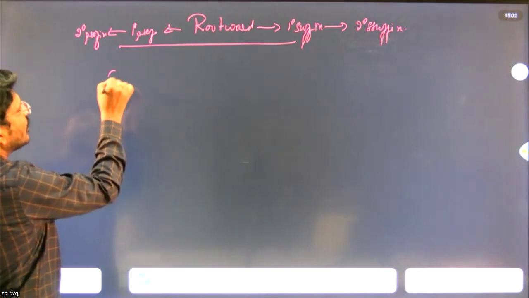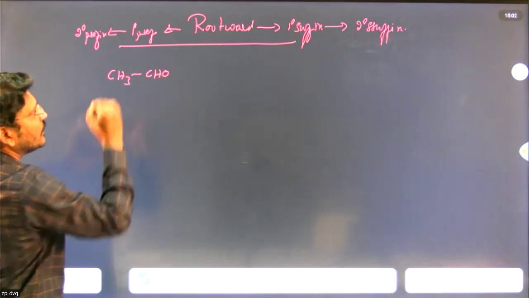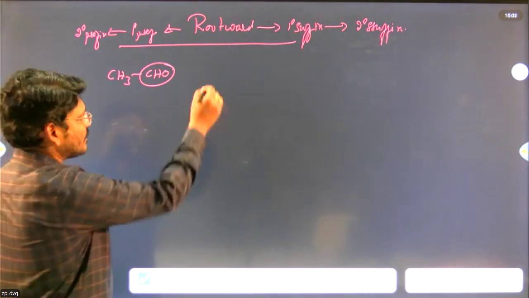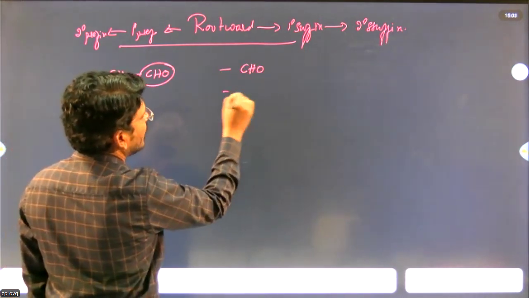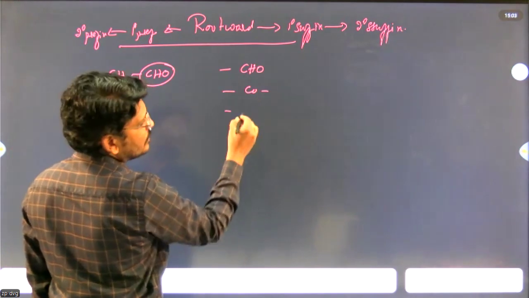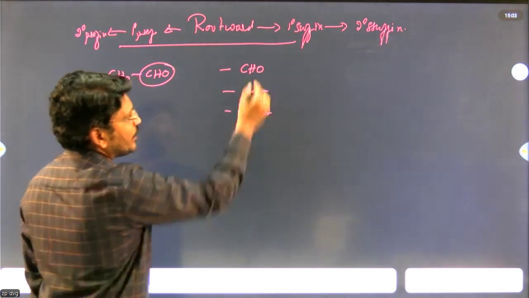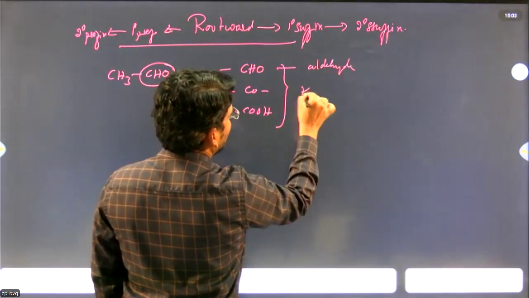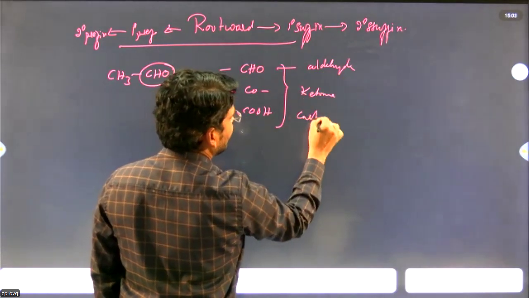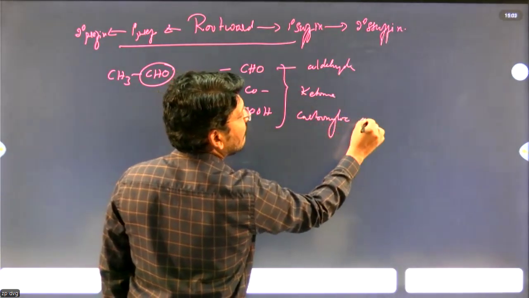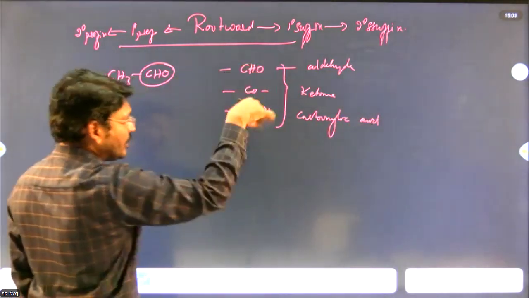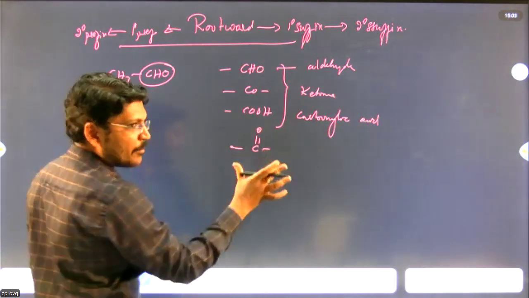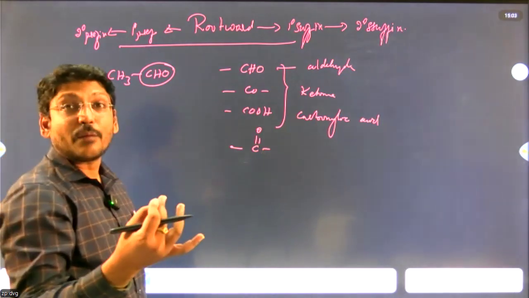We can consider simple compounds like CH3 and CHO. We already know that the functional groups here are carbonyl containing compounds. We can consider the first one as CHO, another one is CO, another one is COOH. If you observe these three components, this one is considered as an aldehyde, this one is considered as a ketone, and another one is considered as a carboxylic acid. Among these three, the common group we are observing is C double bond O. This particular group is common for both aldehydes, ketones, as well as carboxylic acids.